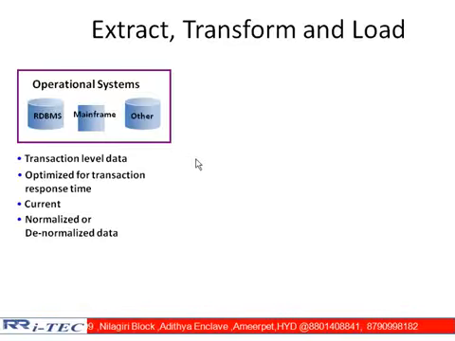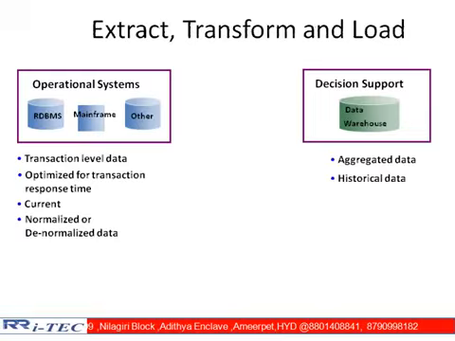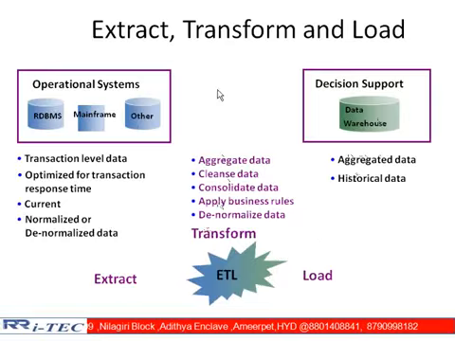We want to do one activity from here. From this I want to develop historical data or aggregate data. That's what is known as a data warehouse. In between these two things, we are doing one important activity that is called transformation. That means converting this detailed data into aggregate data is called transformation.